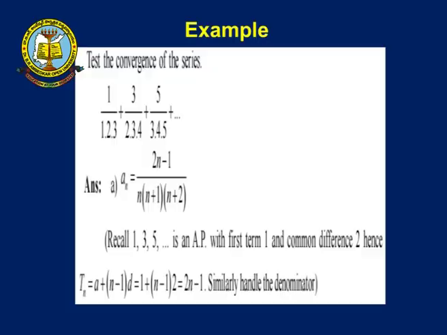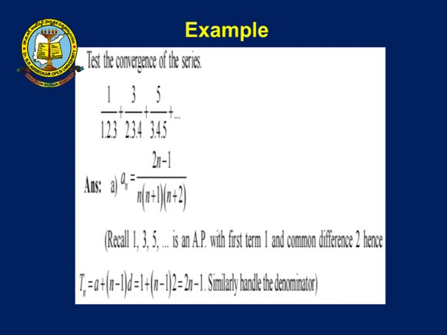That is the condensation test. Now, another example: the convergence of the series. It is a most important problem. 1 by 1 into 2 into 3 plus 3 by 2 into 3 into 4 plus 5 by 3 into 4 into 5 plus so on. In this sum of n terms, I am checking the nth term. The numerator has 1, 3, 5 and so on, so the first term is 1 and the common difference is 2. So the nth term is t_n equal to a plus (n minus 1) d because of arithmetic progression. Here a is 1, plus n minus 1 into the difference 2, so 2n minus 1 is the numerator's nth term.